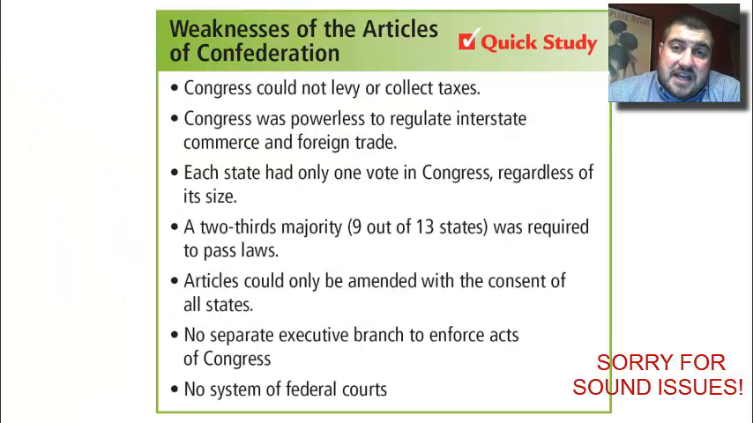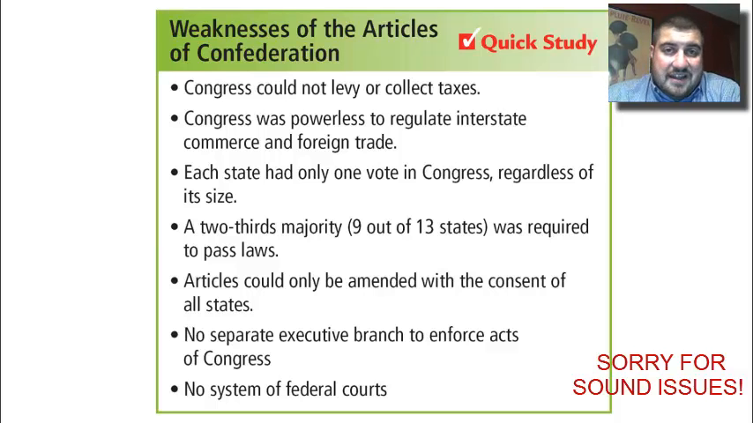Where do they get their money from? They have to ask the states for money, and the states can either give them the money, they can give them partial amounts of the money, or they can not give them any money at all. And that's completely within their rights because most of the power remains with the states. We already talked about the inability to regulate interstate commerce.